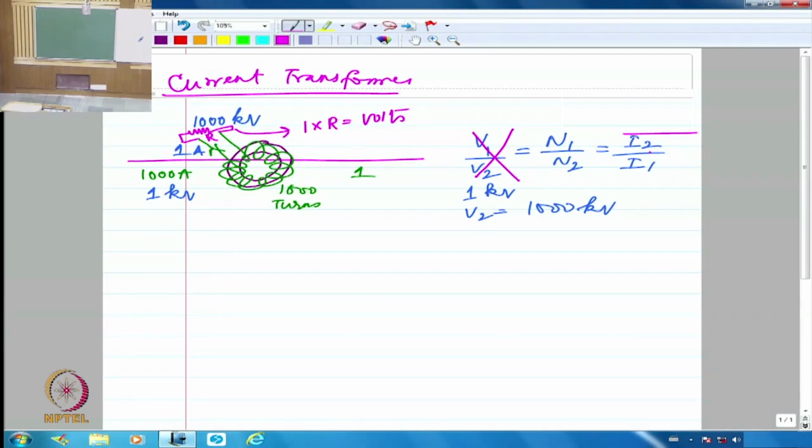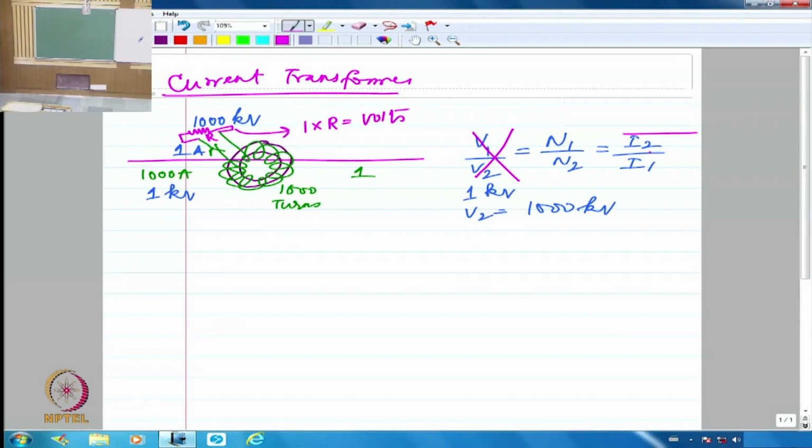Because V2 becomes 0, it doesn't make any sense further. So you are going to have basically V1 by V2 absolutely not valid in the case of a current transformer. Just to reiterate, we had talked about open circuit test and short circuit test of a transformer. Under open circuit test condition of a transformer, only V1 by V2 equal to N1 by N2 is valid. No question of I1 by I2 because I2 is 0.